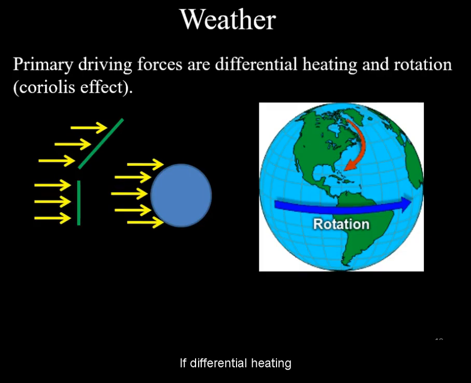If differential heating alone causes weather, then one would expect cold air from the poles to constantly move towards the equator. This is not what is observed. The reason for this is the rotation of the Earth that prevents large latitudinal movement of air.